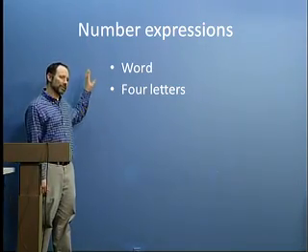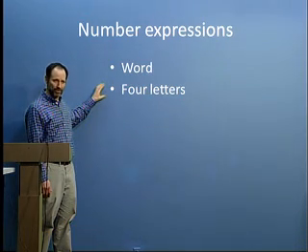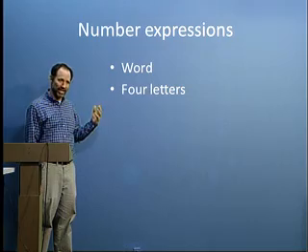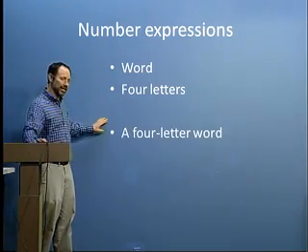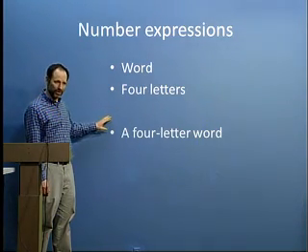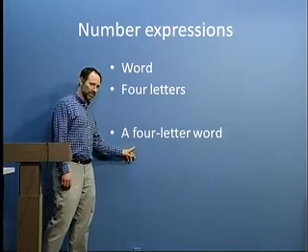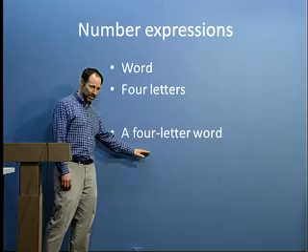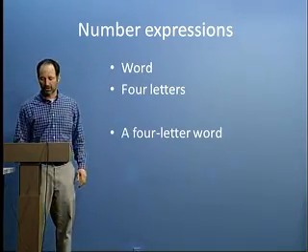Another number expression in English has to do with words that have 4 letters. A lot of bad words in English have 4 letters. So a lot of times someone will talk about a "4-letter word." Usually that means a bad word. So 4, and then a hyphen, and then letter. That's an adjective expression that is describing word, what kind of word we're talking about.